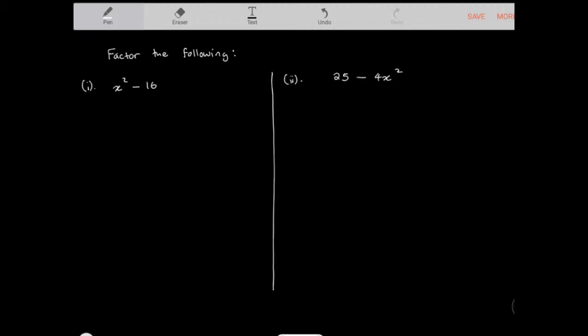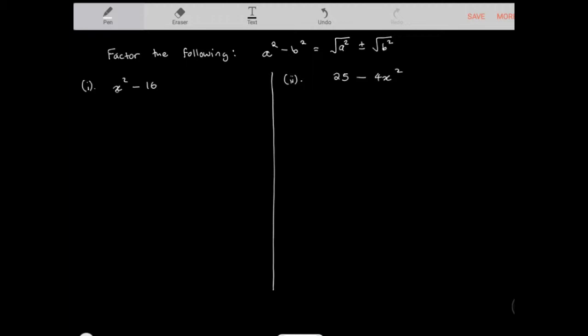Alright, let's take a look at factoring the following expressions in the form of a squared minus b squared. So we're going to basically be looking at difference of squares, and a squared minus b squared can be factored using the template square root of a squared plus minus square root of b squared. So I'm going to show you guys how to use this template.